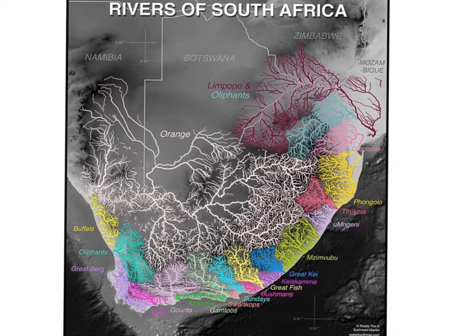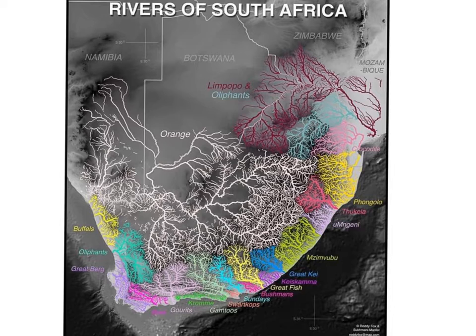Hello everybody, we now are going to start with geomorphology, rivers or fluvial, and fluvial is another name for rivers. So this is a map of South Africa and we have different drainage basins.